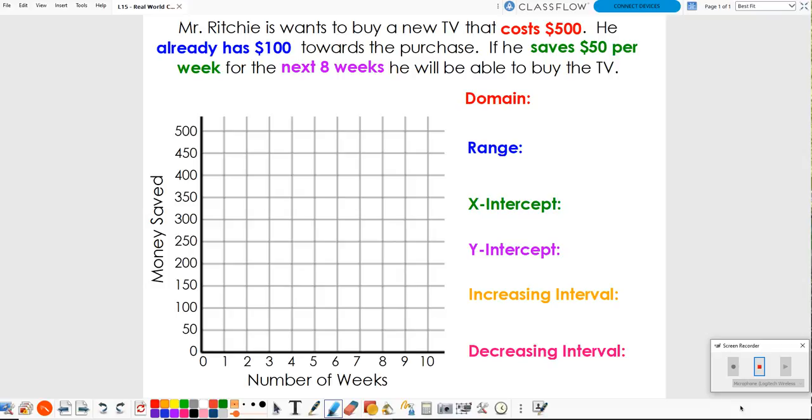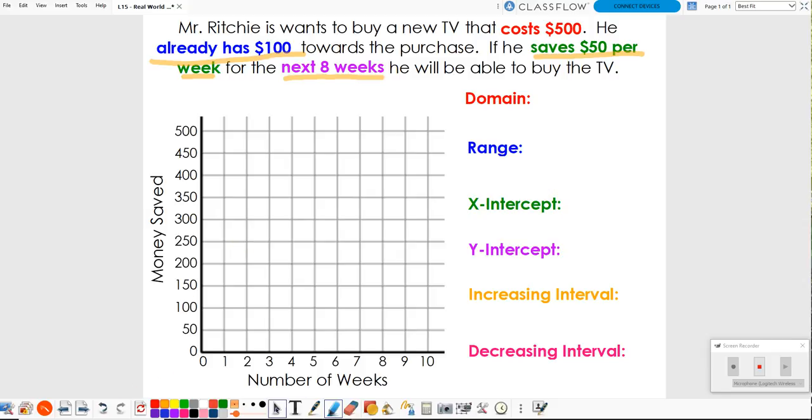So today we're going to look at how the characteristics of graphs apply to real-world functions. So here's our situation. Mr. Ritchie wants to buy a new TV that costs $500. He already has $100 towards the purchase of the TV, and he's going to save $50 per week. If he does that and saves $50 per week for the next 8 weeks, he's going to have enough money to buy his TV.